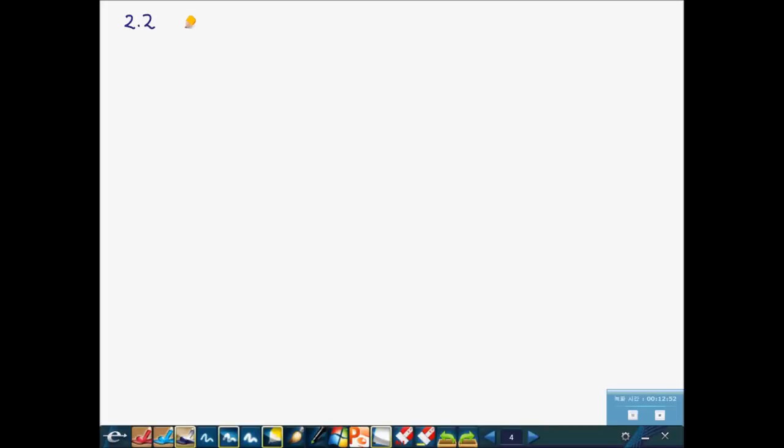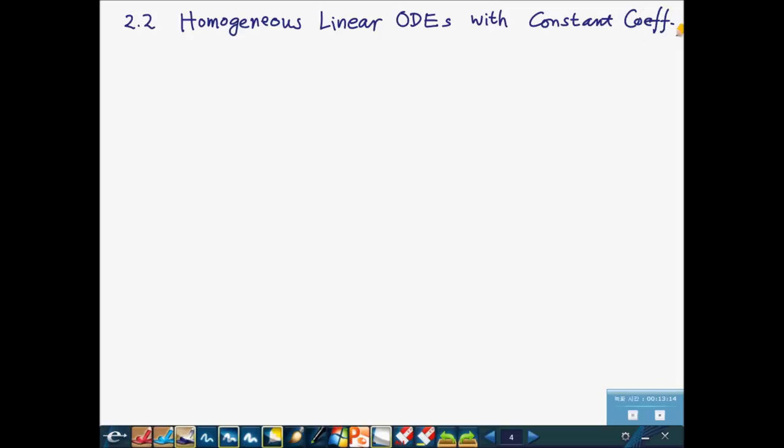2.2, homogeneous linear ordinary differential equations with constant coefficient. Okay? So this heading of the section contains everything that you need to understand for what type of differential equation we are solving.